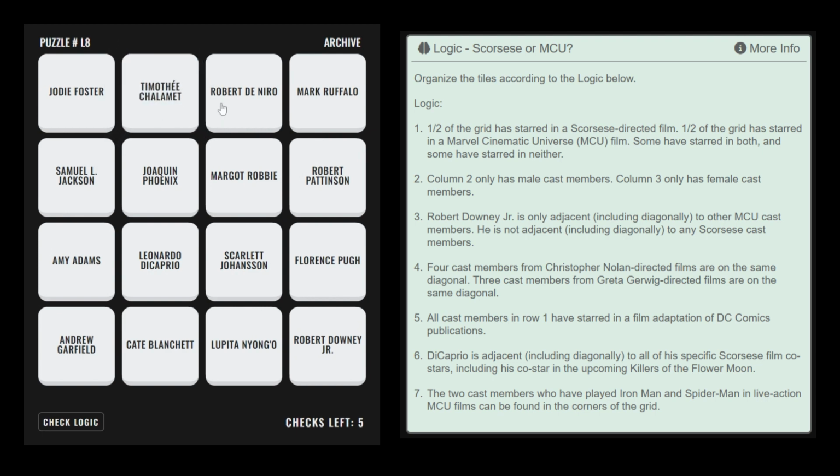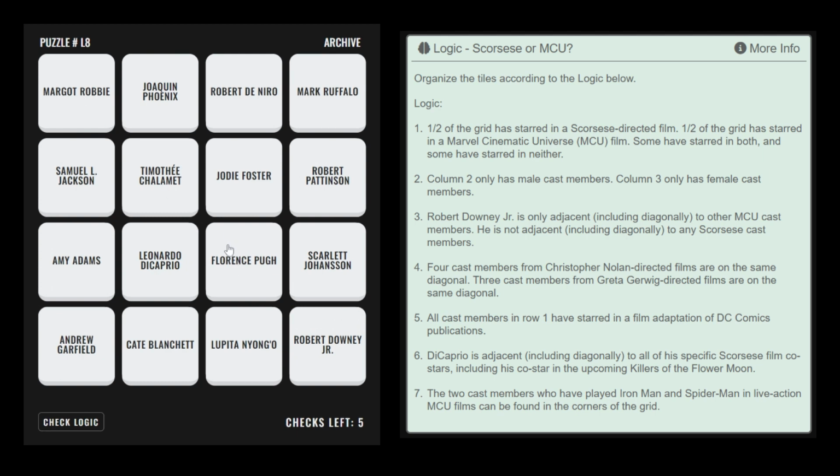However, Timothée Chalamet has not starred in a DC Comics adaptation, and so his placement in row 1 would be breaking rule number 5, which states that all cast members in row 1 must have starred in a film adaptation of DC Comics publications. If Florence Pugh were to be placed here, then Timothée could be placed here in column 2, and then Margot Robbie could be placed in the top left corner.